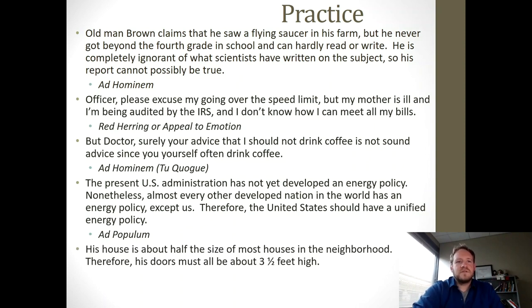His house is about half the size of most houses in the neighborhood, therefore his doors must all be about 3.5 feet high, right? So there's probably two fallacies that you're going between here, right? The composition and division fallacy, right?